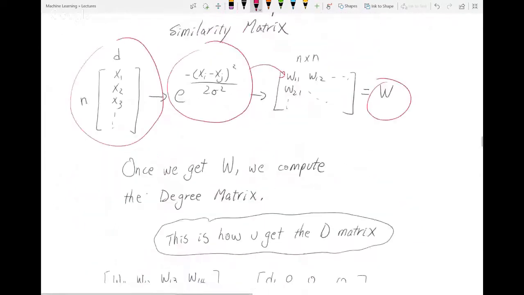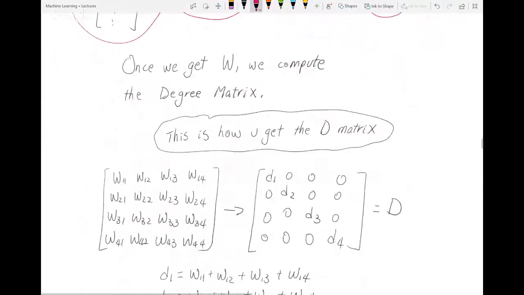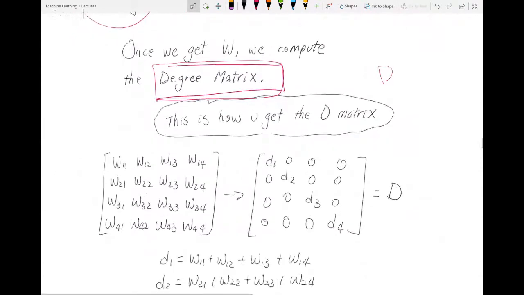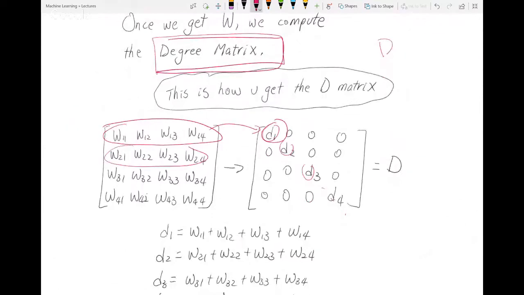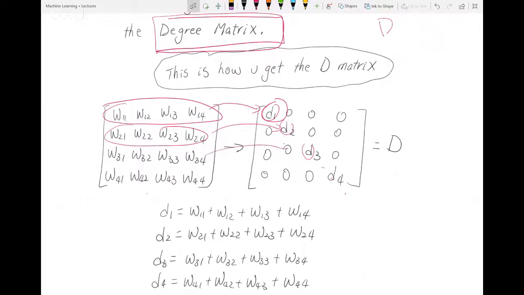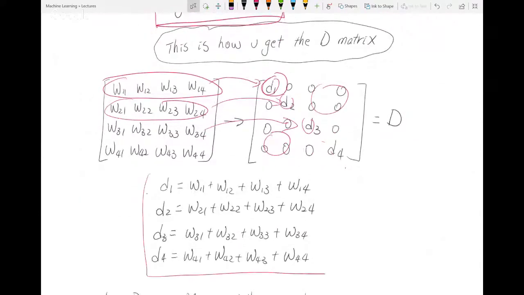And after that, once we get W, we compute this thing called the degree matrix, D, which is very simple. We have D1, D2, D3, it keeps going. And D1 is literally, you just add that row up and that's equal to D1. You add this row up here, that equals D2. Depending on the size, it could be very big, so you have lots of D's. And everything else is 0. So you can see, this is how you calculate the D's.